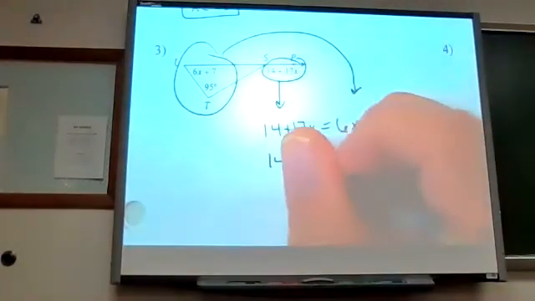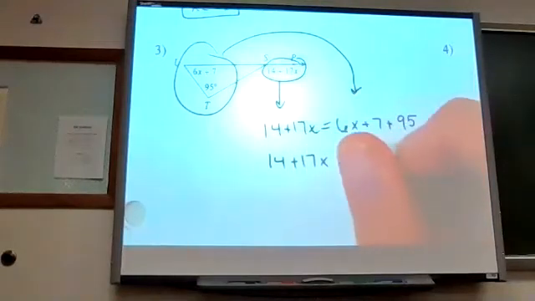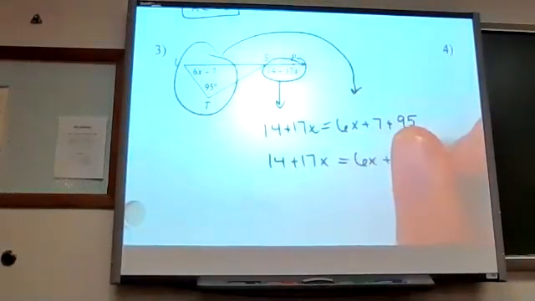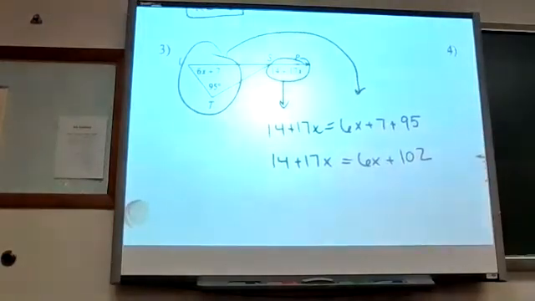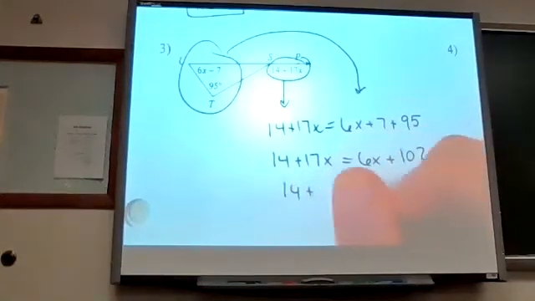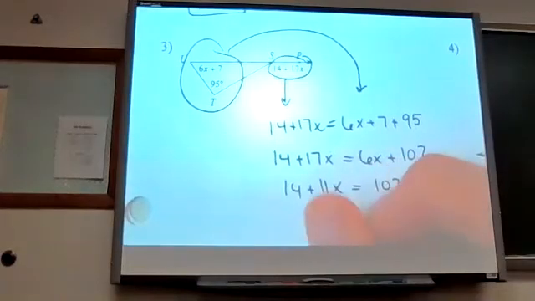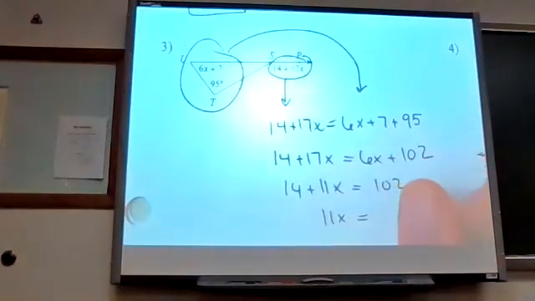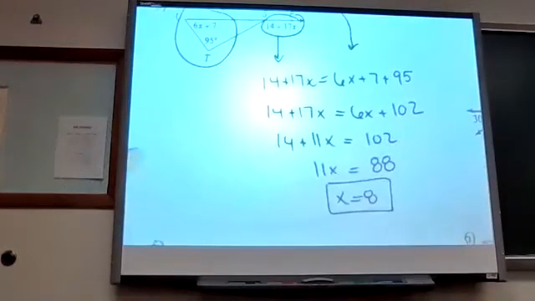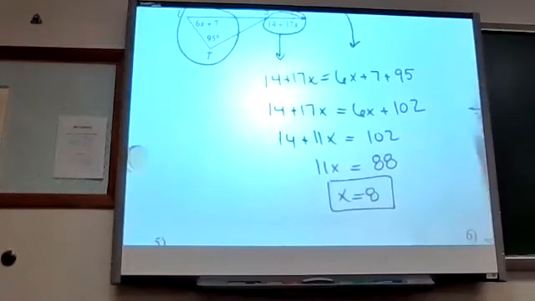So then you should get 14 plus 17x equals 6x plus 102, or 14 plus 11x equals 102, 11x equals 88, and x equals 8 is what you get on 3. Okay, so checking your own work, that was the trickiest one.